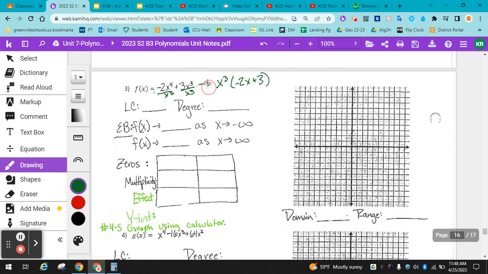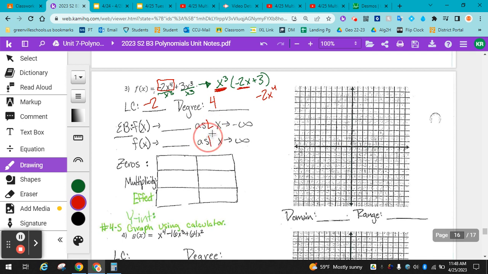My leading coefficient, well, if it's already all multiplied out for me, I don't really need to look at the first numbers. This is going to tell me my degree and my leading coefficient. Leading coefficient -2, degree 4. But if you're only looking at the factored form, you need to multiply the first two out. So that's how you know you're looking at -2x to the 4th.